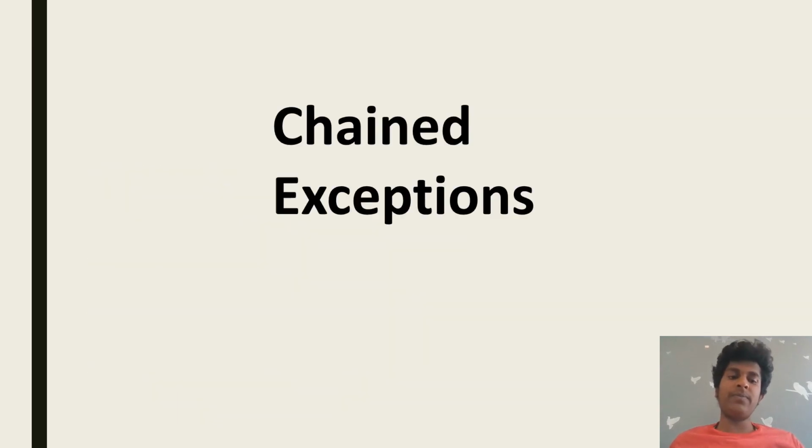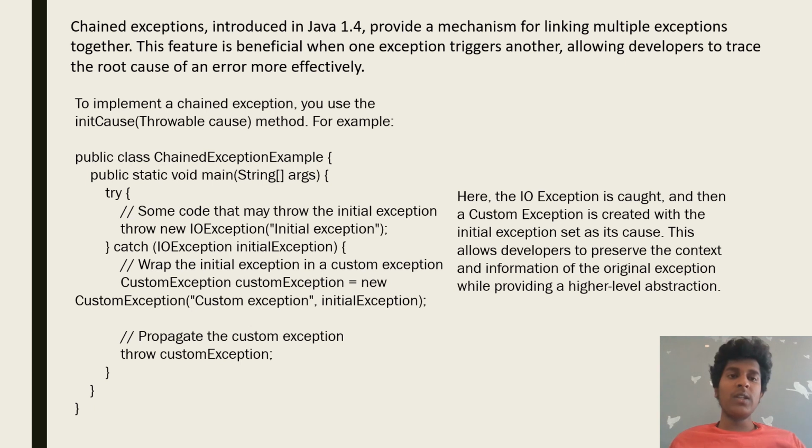Chained exceptions. Chained exceptions, introduced in Java 1.4, provide a mechanism for linking multiple exceptions together. This feature is beneficial when one exception triggers another, allowing developers to trace the root cause of an error more effectively. To implement a chained exception, you use the initCause(Throwable cause) method.